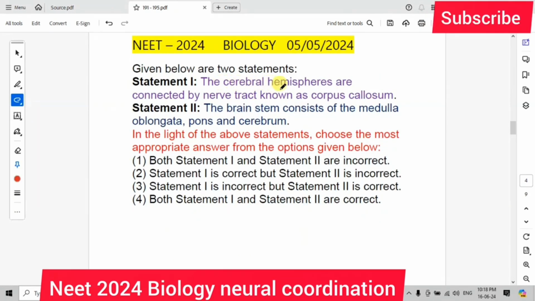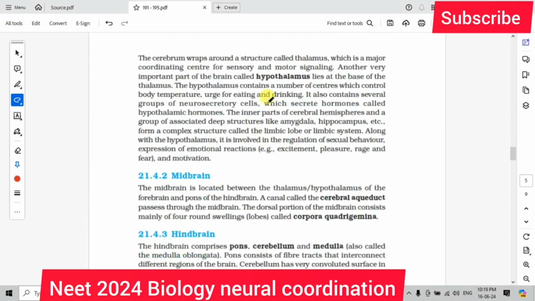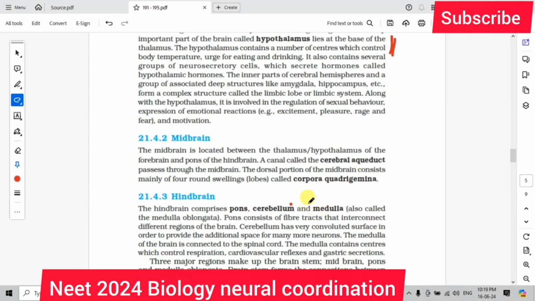Statement 1. The cerebral hemispheres are connected by the nerve tract known as corpus callosum. It is right, it's correct. True. Statement 2. The brain stem consists of medulla oblongata, pons and cerebellum. It is wrong. Statement 2 is wrong. So 1 is correct, 2 is incorrect. The answer is option 2. Next, you can see the NCERT regarding the topic known as neural control and coordination.